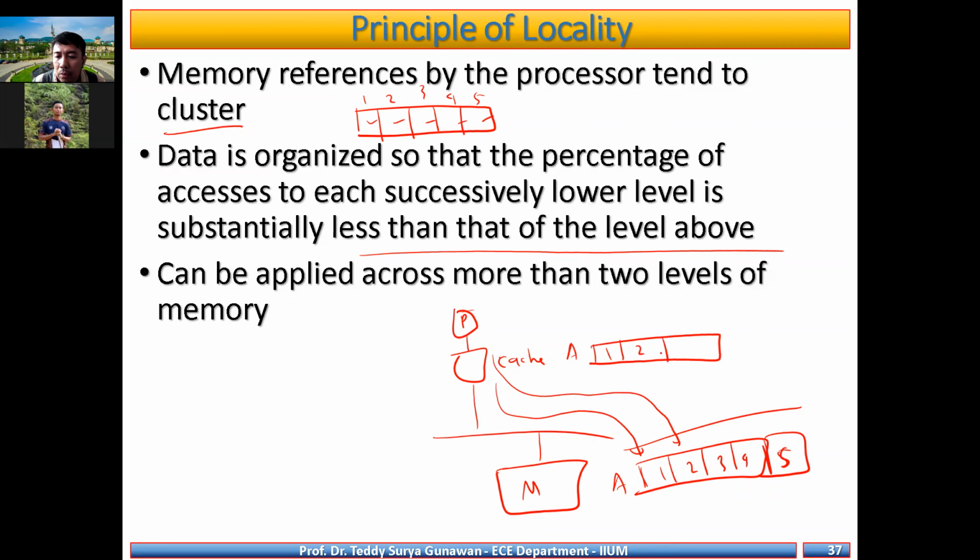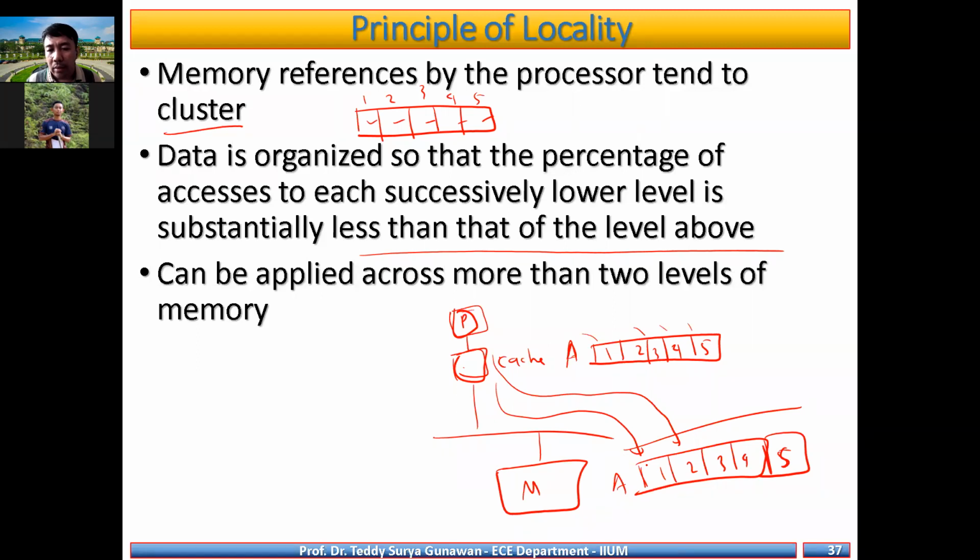Okay, 1 2 3 4 5. You put it here. So when I need A1, A2, A3, A4, you just go here, closer to the processor, so you can access faster compared to reading one by one. Okay. So this is the principle of locality that has been used by cache.